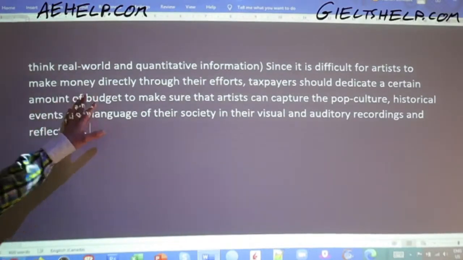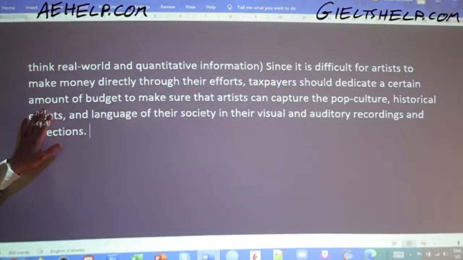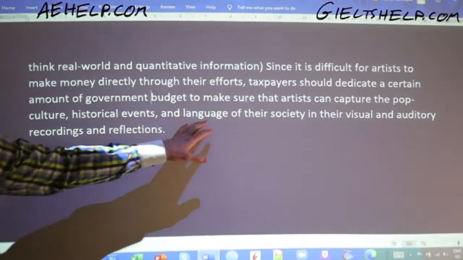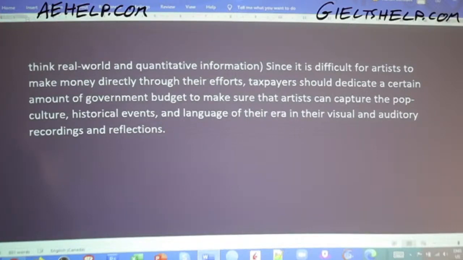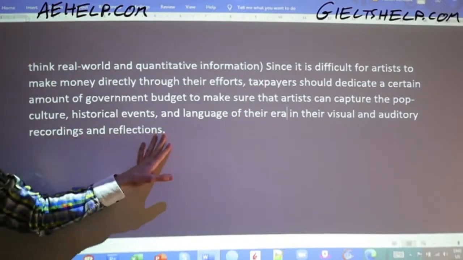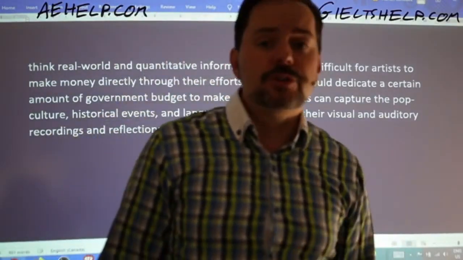So since it is difficult for artists to make money directly through their efforts, taxpayers should dedicate a certain amount of budget, okay? And here, if I want to reiterate the topic word, I can say government budget, to make sure that artists can capture the pop culture, historical events, and language of their society. Pop culture means popular culture of their society, or even of their era, if I'm rereading this. Okay, so in the time that they live, in their visual and auditory recordings and reflections, okay? So basically meaning their paintings and their music in this case. So I'm just paraphrasing further, all right?